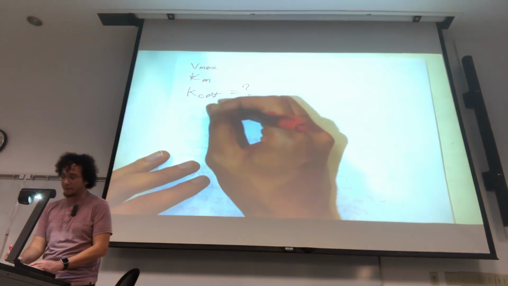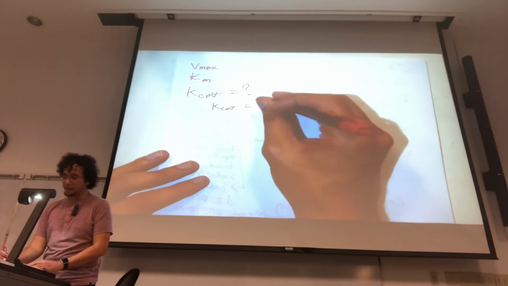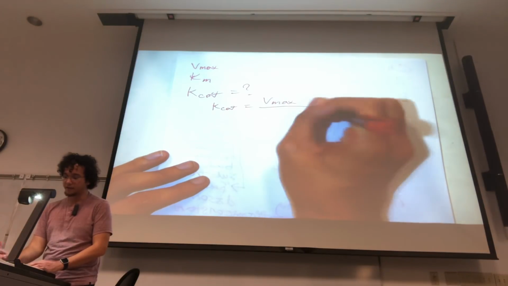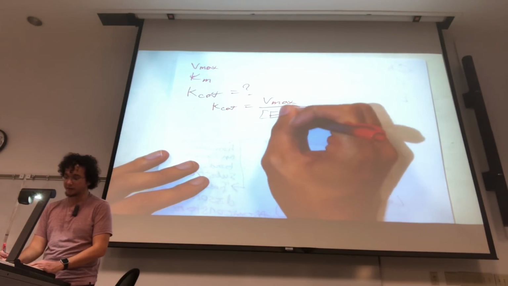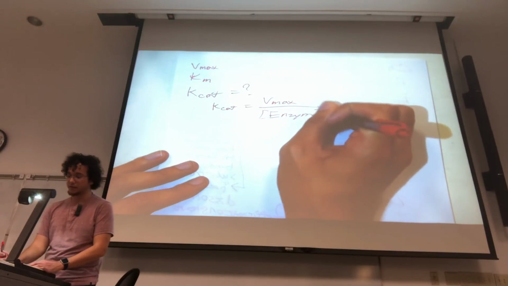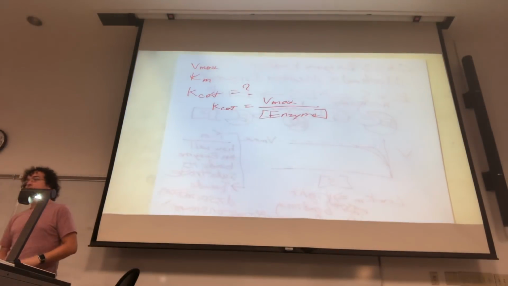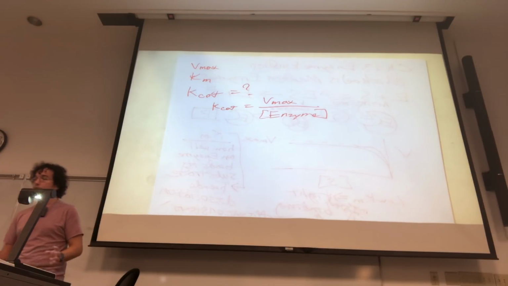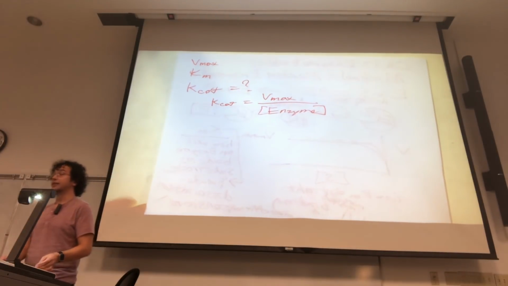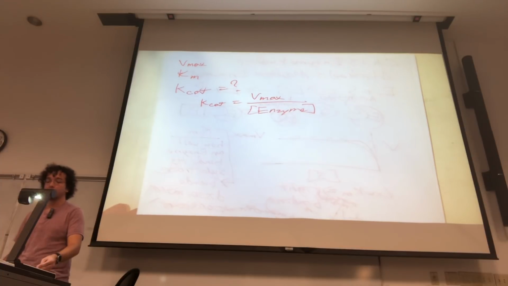So mathematically, Kcat is equal to Vmax divided by the enzyme concentration, not the substrate concentration. So enzyme concentration would have to be given to you. You just do Vmax divided by enzyme concentration and you'll have a number for Kcat. Yes, you do need a calculator for this exam.